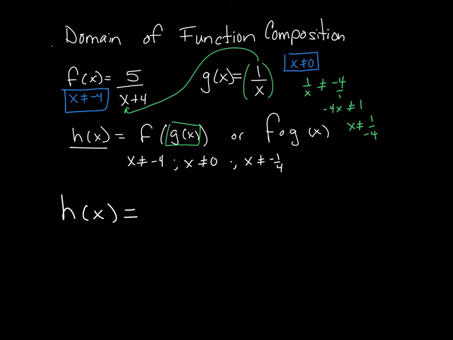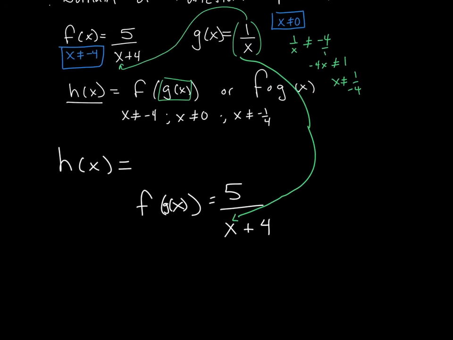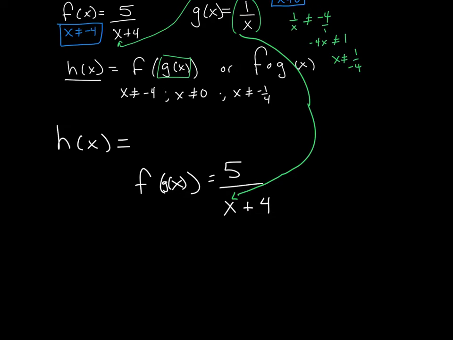H of x starts off as f of x, which is 5 over x plus 4. Then I take my entire composition function, which is 1 over x. I take that, it comes down here and gets replaced for x. Now I have f of x is equal to 5 over 1 over x plus 4.